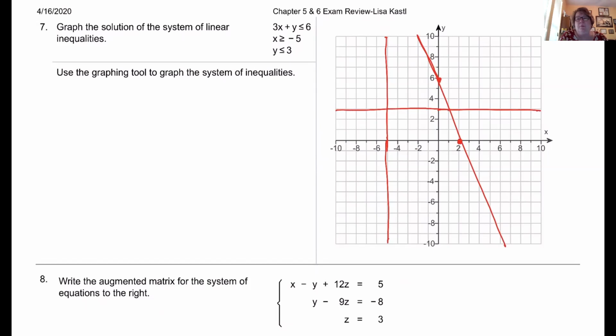Right, now I need to determine which of these areas I shade, and there's a bunch, 1, 2, 3, 4, 5, 6 different areas. So which of these 6 areas do I shade? Well, I'm going to pick the test point 0, 0. Now, I could probably look at this and figure out which area it's going to be. If y is less than in the first one, it would be below. If x is greater than in the second one, it would be to the right. If y is less than, then that would be below. So I could probably figure it out. But I'm going to test 0, 0.